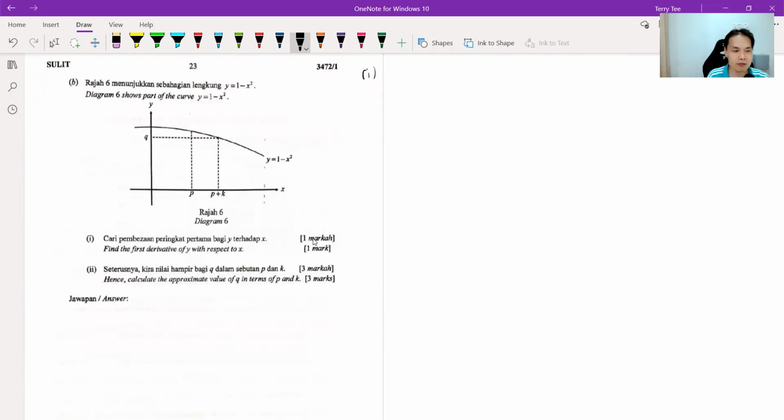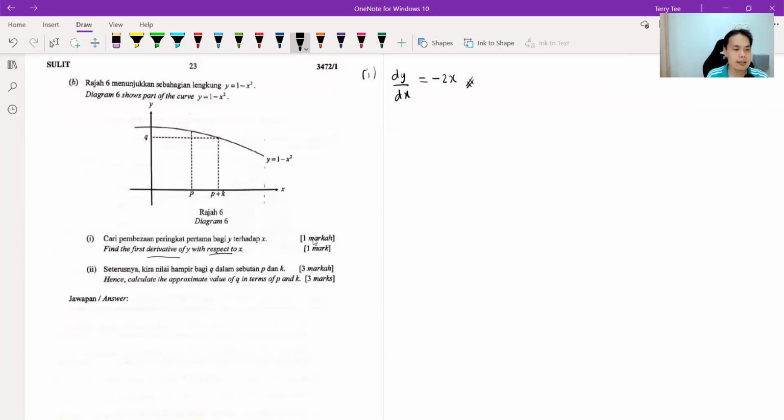Don't panic about this term. First derivative, what is first derivative? dy dx. Second derivative is d2y dx squared. So that means we just have to differentiate this to get dy dx. When I differentiate 1, I get 0. Differentiate negative x squared, I get minus 2x. There you go. That's your first derivative.